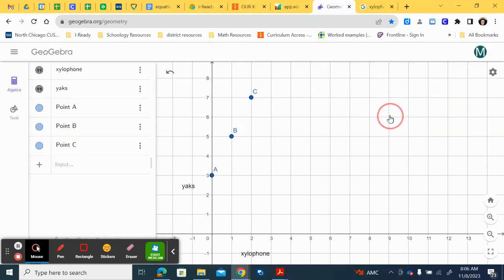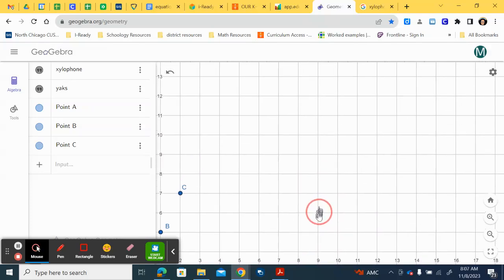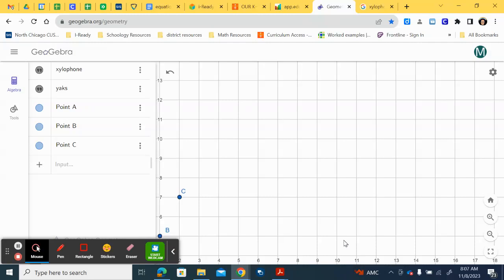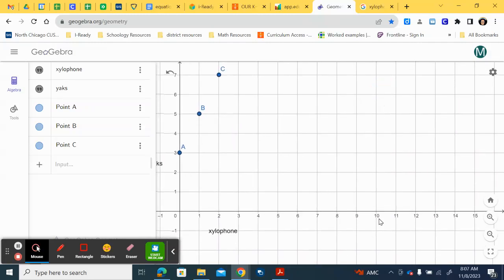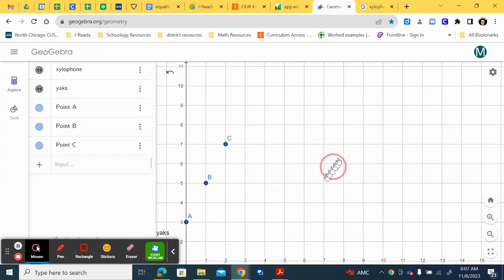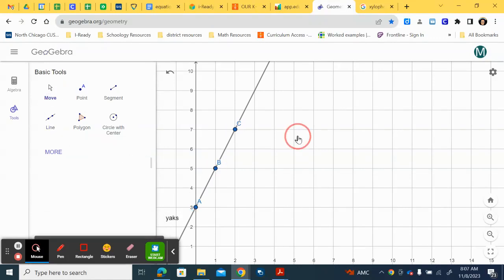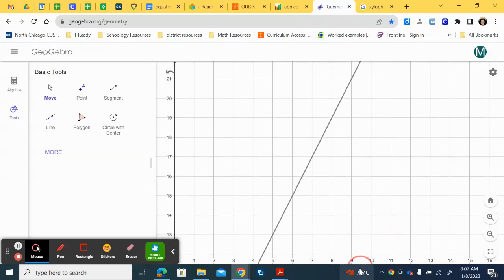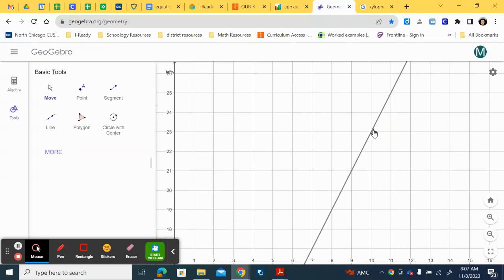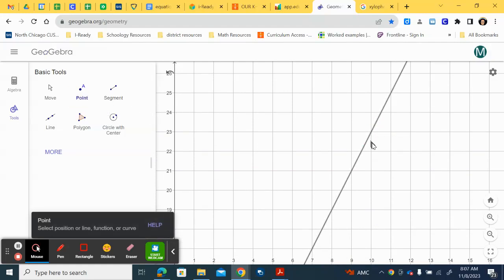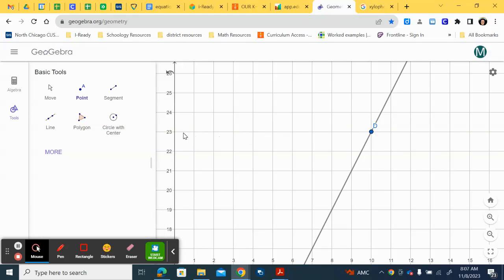Now, let's say I want to skip up to 10 xylophones, right? So if I want to get to 10 xylophones and there's 2 yaks for each xylophone, but I already started at 3, how do I get there? Well, one way I can do that is to just draw a line through the points, and then I can follow till I get to 10. Here's my 10 over here. So, wow, it's way up here, and here it is right here. So I can stick that point in at 10, 23. So I need 23 yaks to carry my 10 xylophones.